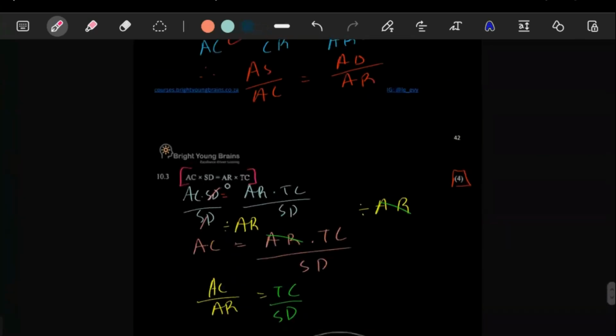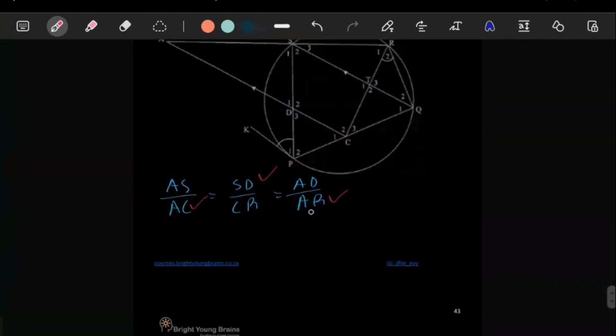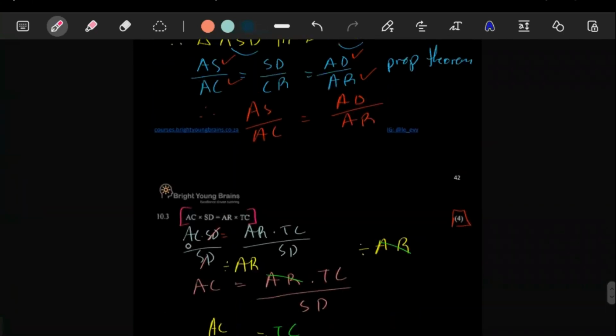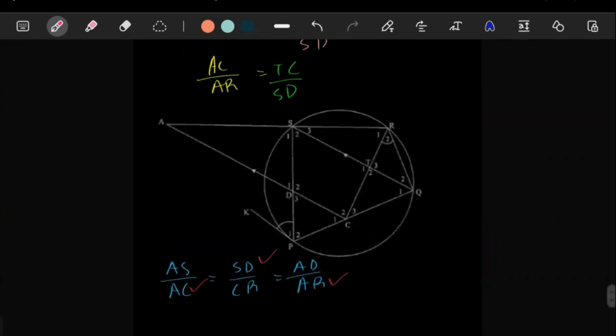You have AR and TC. I think something with AR might help, because the part that is AC is AS over there. AC might be more useful, because AC already has AD in there somewhere. So yeah, this is where you can see that this is where it becomes a bit difficult, just deciding what to use.